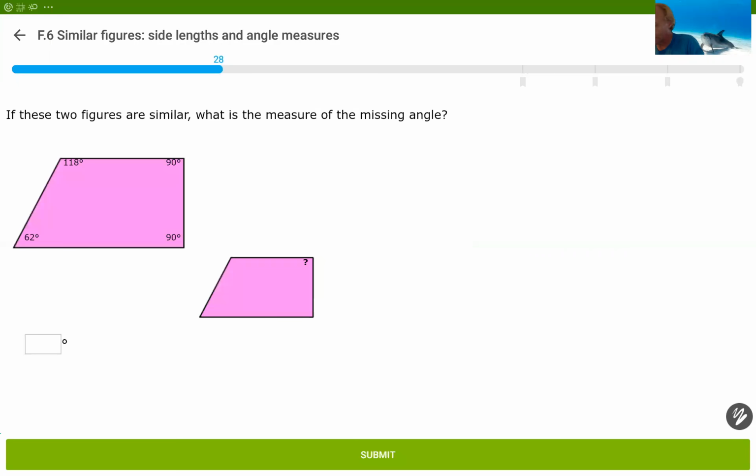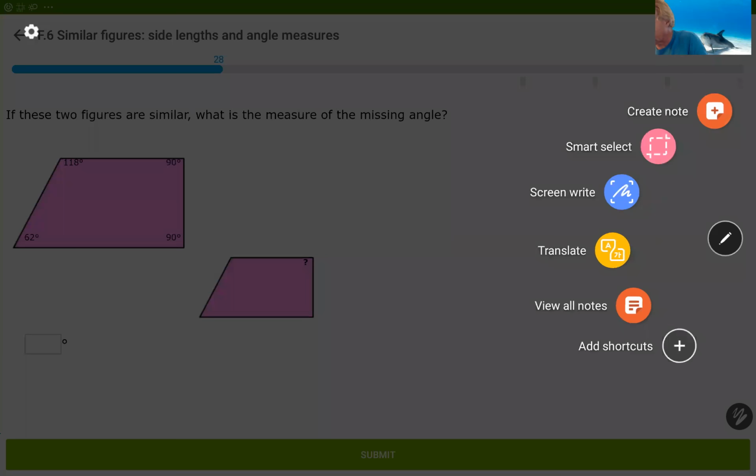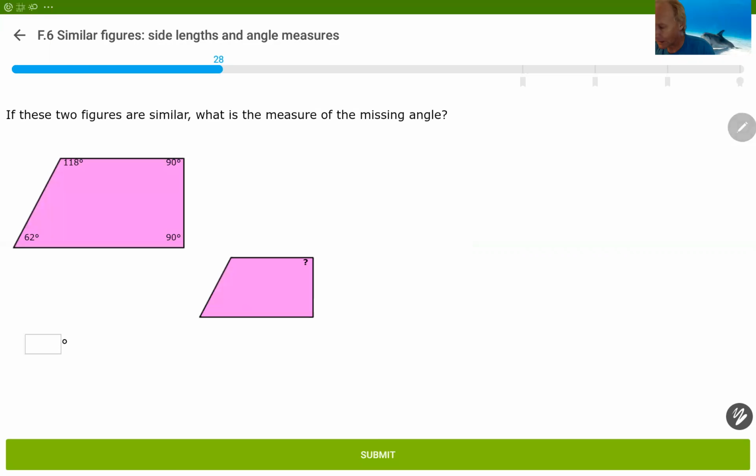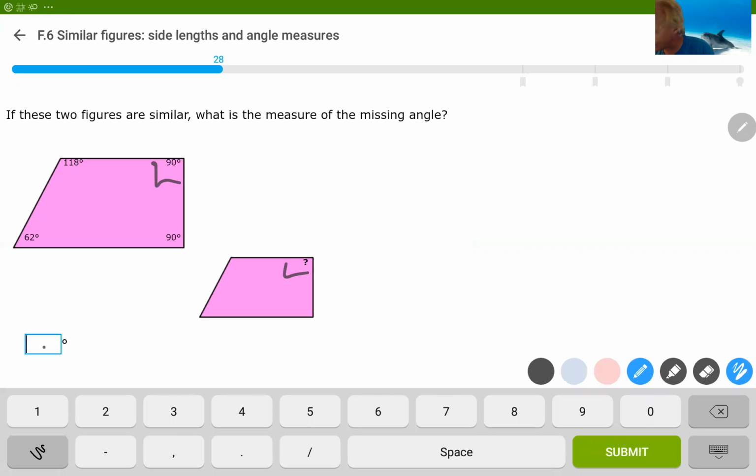Getting my pen in case I need to write something. Oh, sorry, there we go. That's a right angle up here, so that's a right angle right there. That's 90 degrees.